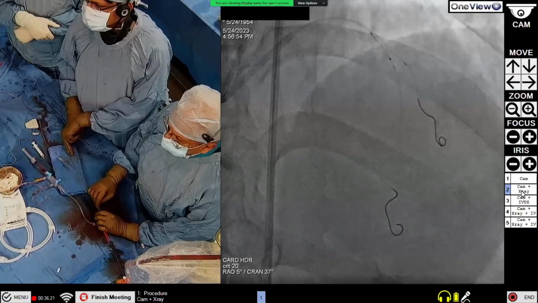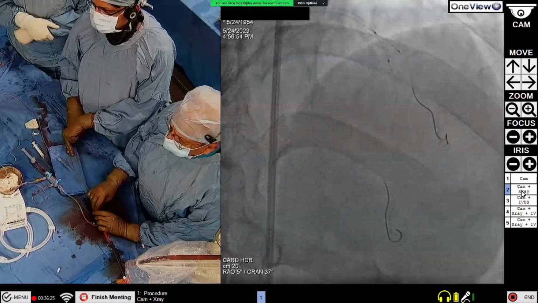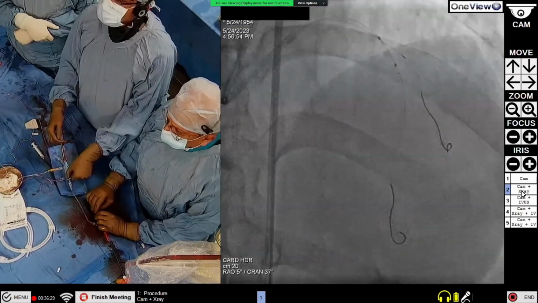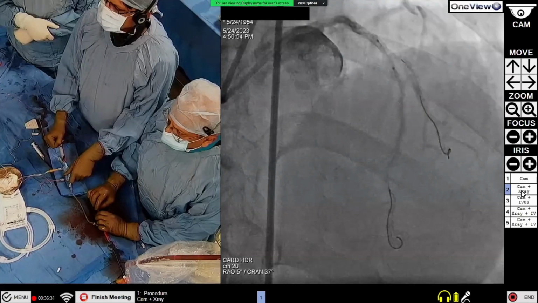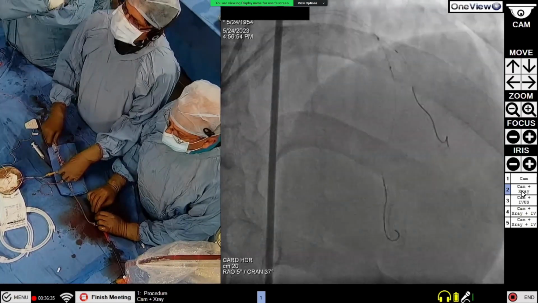Yeah, it goes very easily. Not a problem. In the diagonal, it took too much time to dilate. Now we'll see how it behaves in this LAD after this IVL treatment. So the calcium in the LAD was much more than the diagonal. Okay, check please.